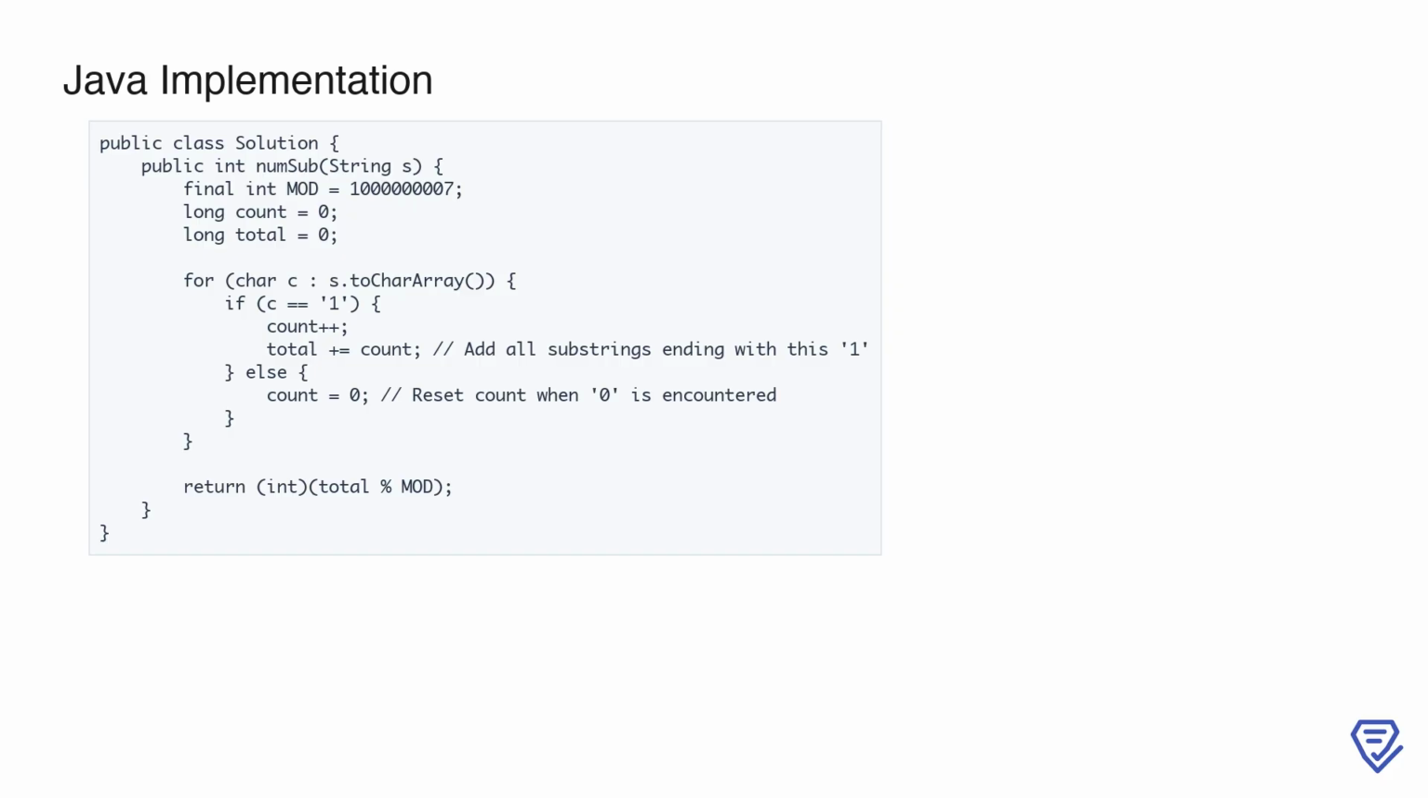This is the Java implementation of LeetCode problem number 1513, number of substrings with only ones. The logic mirrors the Python solution, using a loop to traverse the string and calculate the total number of substrings containing only ones. Key differences include Java's use of explicit type declarations and modular arithmetic to handle overflow. The mod constant ensures the result is returned modulo 10 to the power of 9 plus 7. The solution is efficient with a time complexity of O(n), where n is the length of the string.